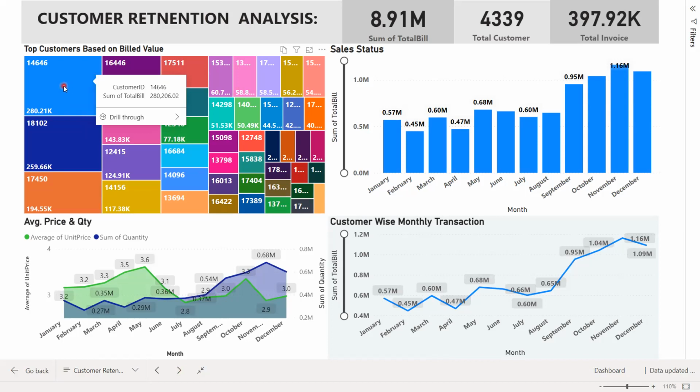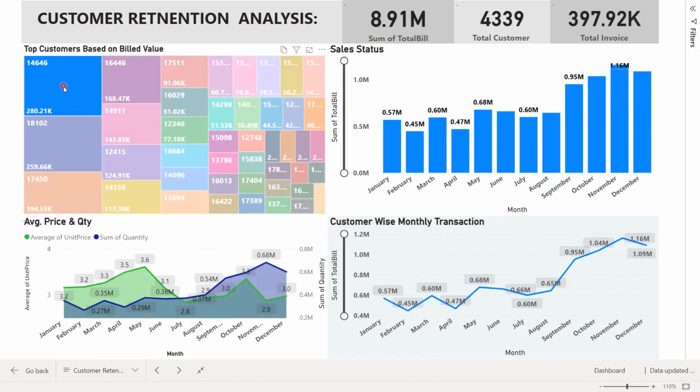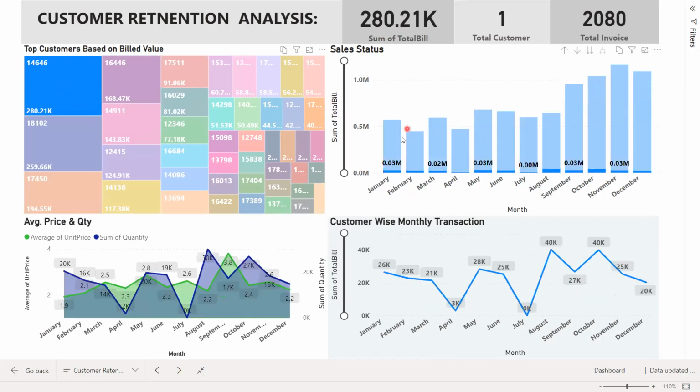First, we try to understand their frequency: is it a single-shot buying, or are they doing multiple transactions, and how frequently are they buying our items throughout the year. By selecting them, we understand that customer number 14646 has frequent transactions, and he is a frequent buyer on our online retail. And again, let's look at the price and quantity.